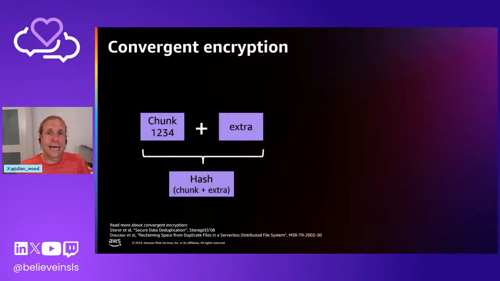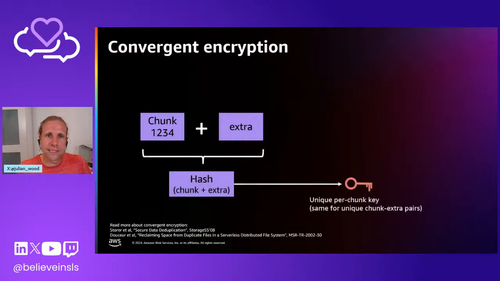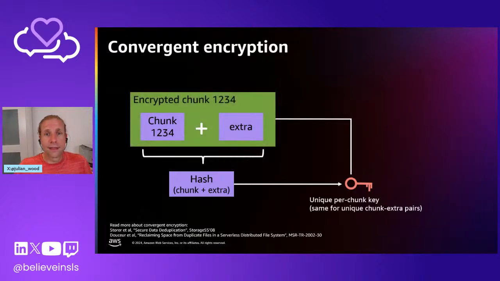And then we're going to compute a hash of that result. And then that hash result is going to become our unique per chunk key. And then we use that key to encrypt the data, to create an encrypted chunk that not only contains the chunk data, but also contains the extra data as well. And so this is a really cool thing.